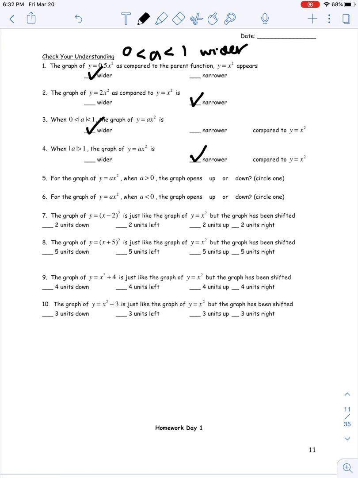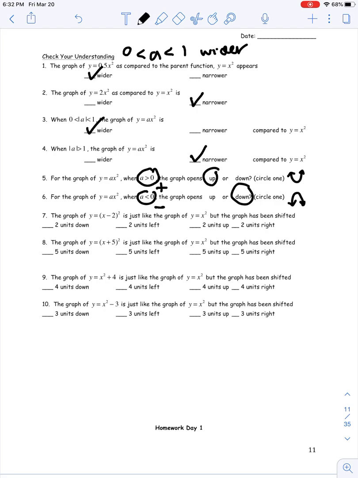For the graph of y equals ax squared, what if the value is positive? Which way is it facing? If it's a positive symbol or you don't see the symbol, that means it's upward facing. If it's less than 0, meaning you see an a value that is negative, that's going to be a downward facing graph. So this one's going to be downwards, this one's going to be upwards.